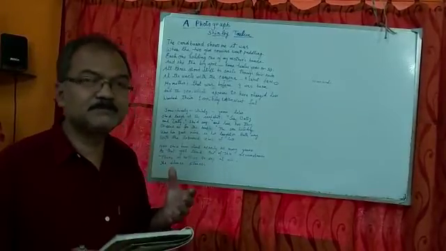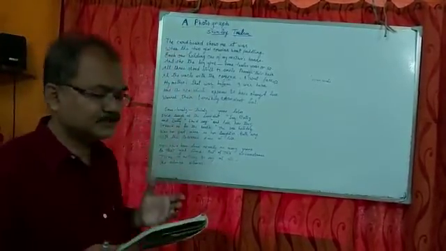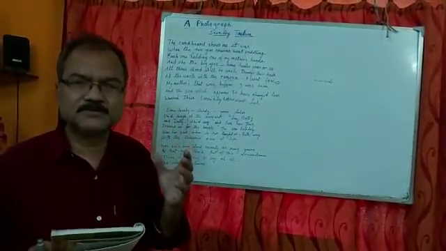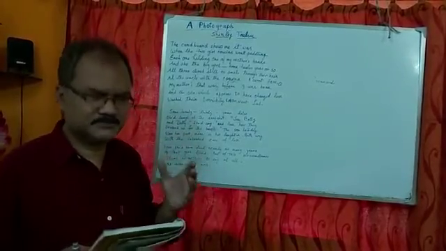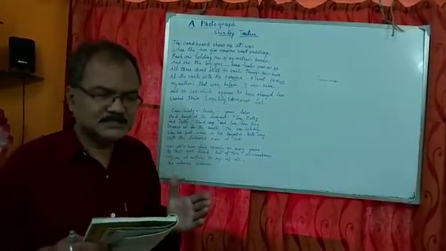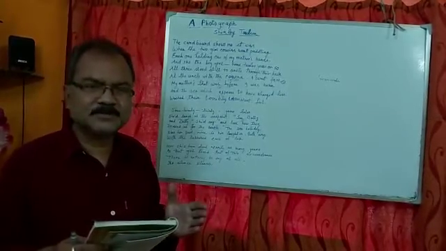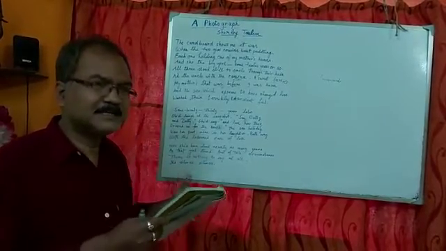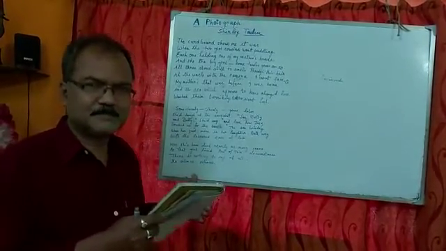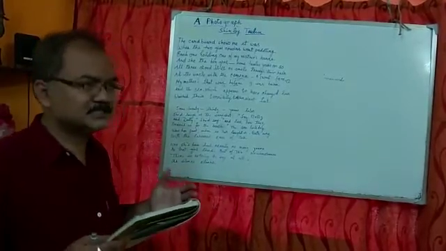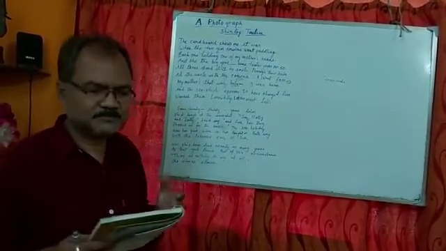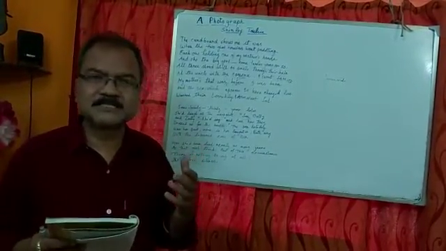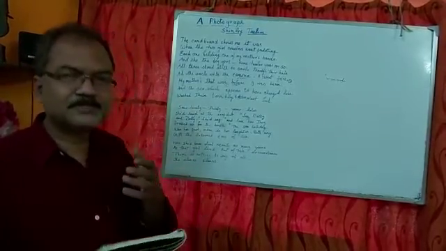Here, the name of the poem is A Photograph. Here we see on the wall of the poet's house there is a photograph of a mother. It is a group photograph. His mother is in the middle of the photograph, and on the left side one of her cousins, and on the right side her another cousin. Three sisters were in the photograph. And seeing that photograph, the poet remembers his mother. So, let us start the poem.